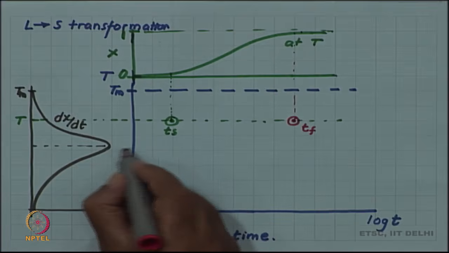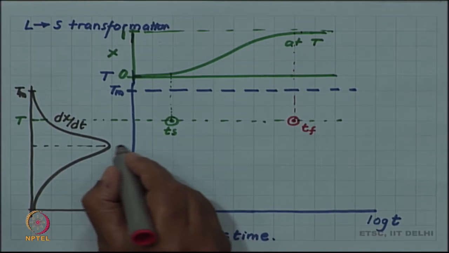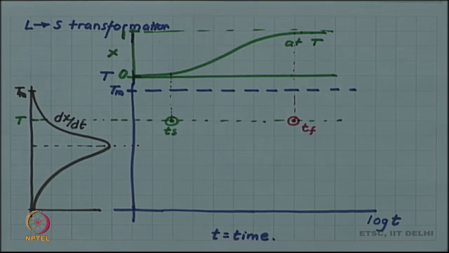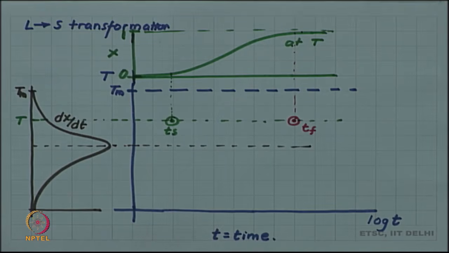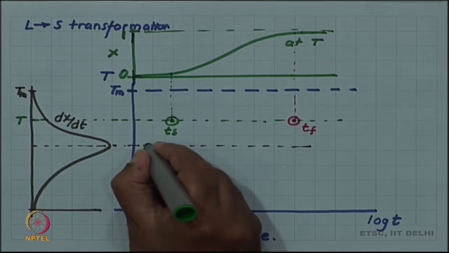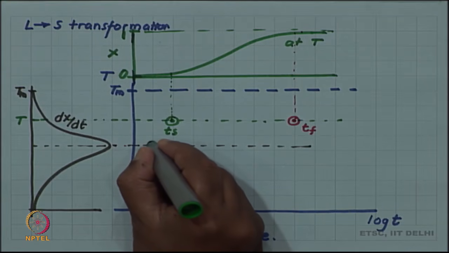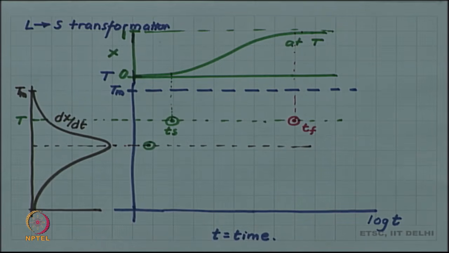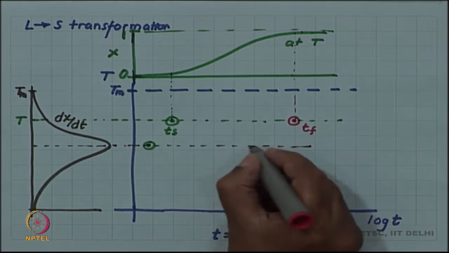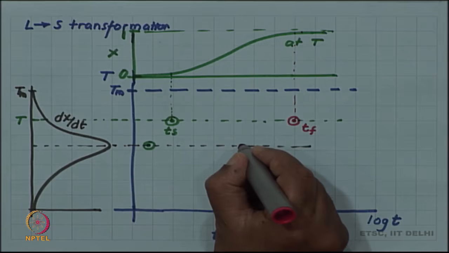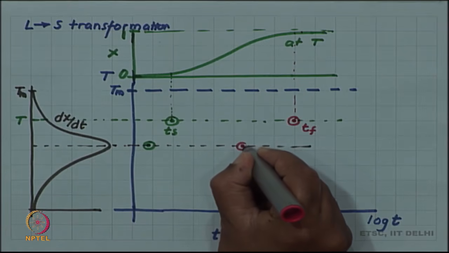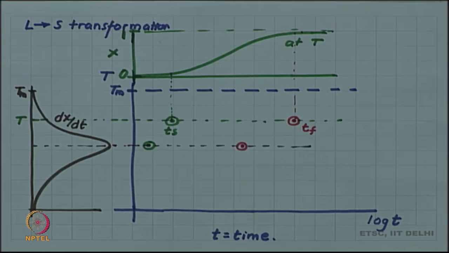Then obviously, at the temperature at which you have the maximum rate, both the start time and the finish time will be shorter. The start time will be here and the finish time here, because the transformation rate is fastest. So, the transformation will complete in the shortest possible time. It will start in the shortest possible time and will finish also in the shortest possible time.